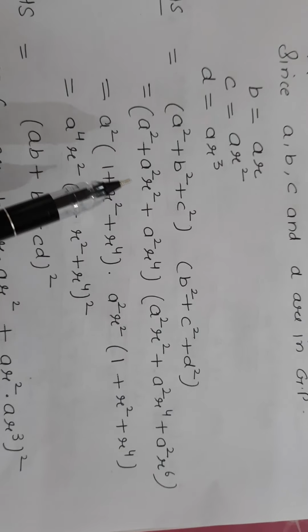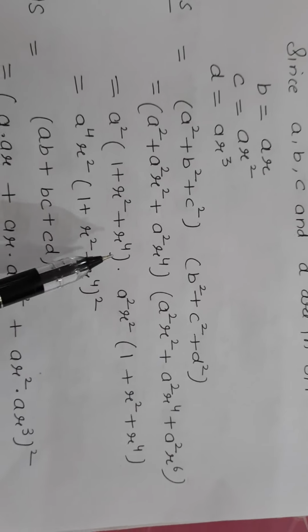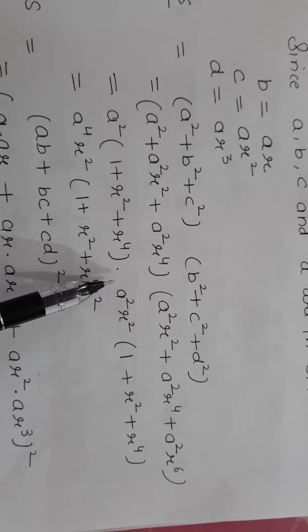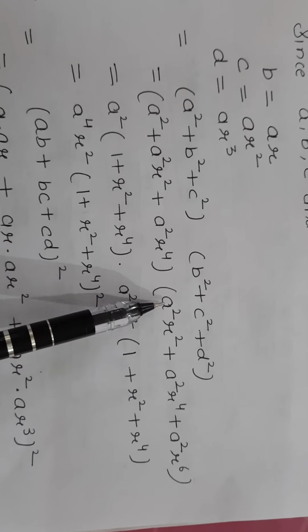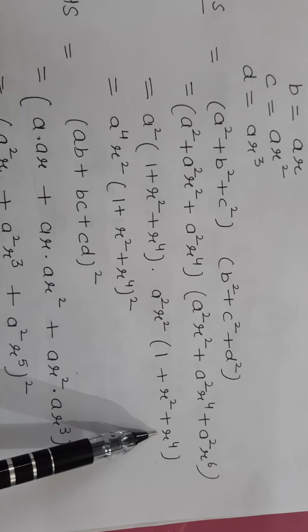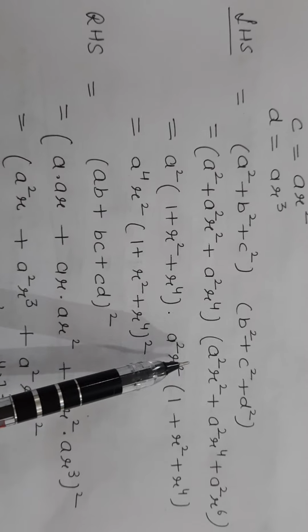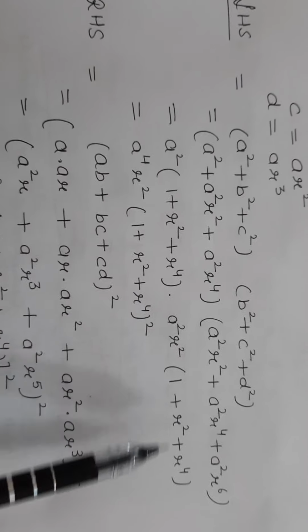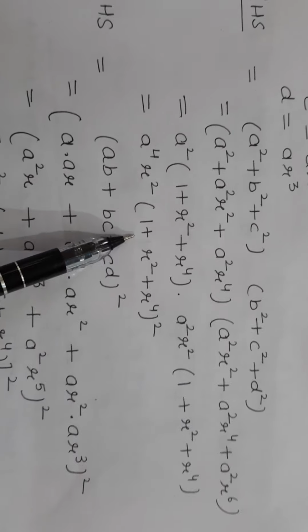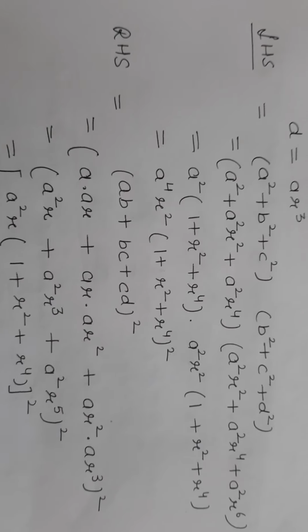Now from the first bracket you can take A square common. You will have 1 plus R square plus R raised to the power 4. And from the second bracket you can take A square R square common. You will have 1 plus R square plus R raised to the power 4. A square into A square, A raised to the power 4 into this R square, and these two terms are same. So I have written the whole square of 1 plus R square plus R raised to the power 4.